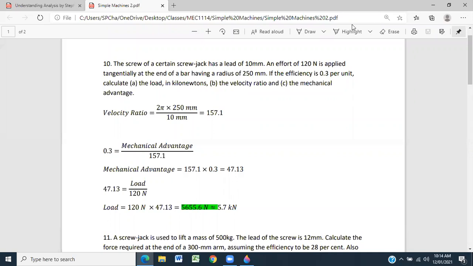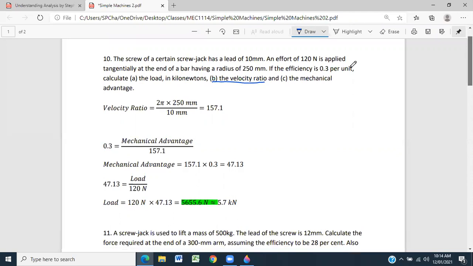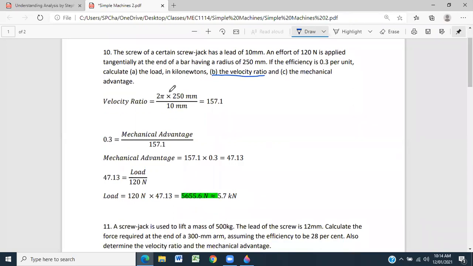Okay. So as always, we start with the velocity ratio because it's just simpler that way, right? And we just found out that the velocity ratio is 2 pi times R, the radius of the effort, divided by the lead of the threads, right? The distance between one thread and another. And in that diagram, it was called P.